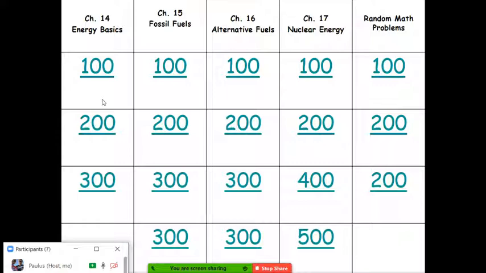Let's see, we got 1, 2, 3, 4, 5 and 10, 15. I'm counting how many questions there are. 21, 24, 28, 30, 35. I've got about 41 questions. So that means I'm going to give it about a minute and a half per question. All right, let me get my timer ready. All right, ladies and gentlemen, here we go.